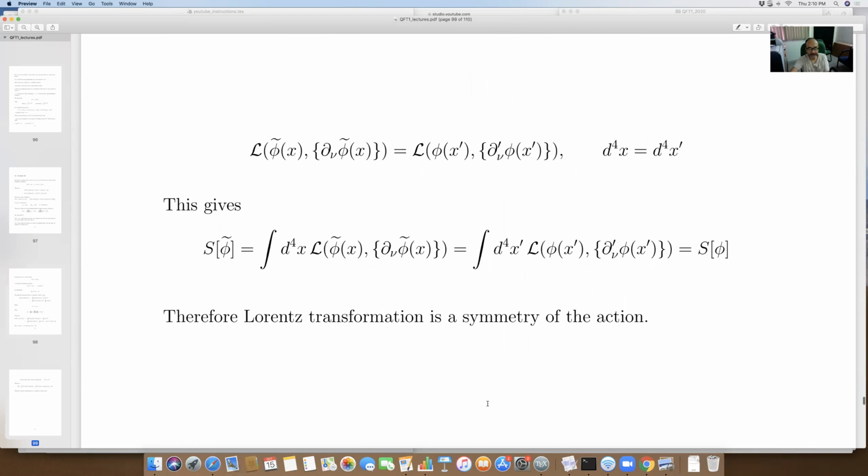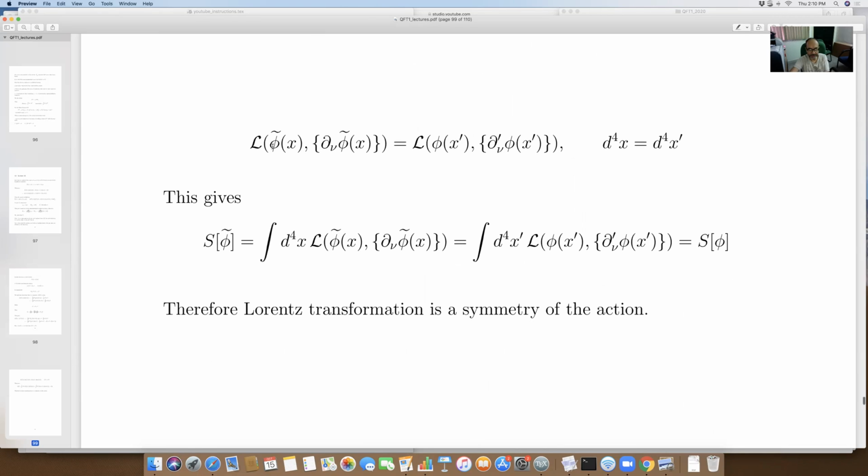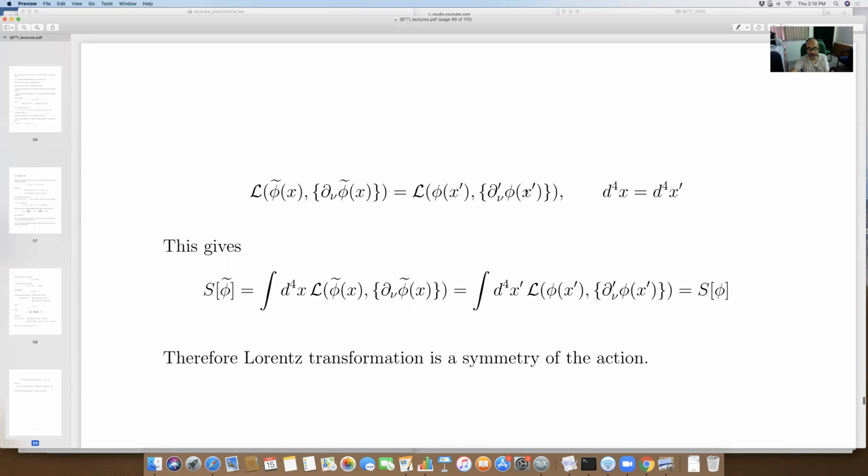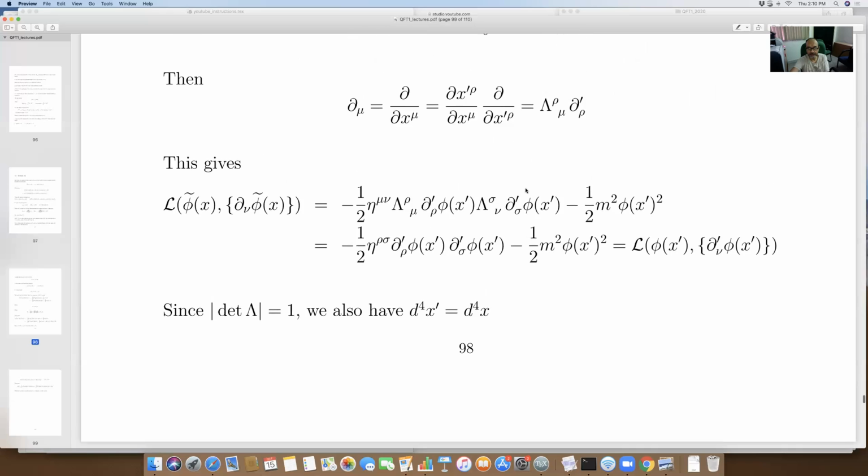So let me give the derivation, which is just one line now. These are the two identities we have found. This is equal to L of phi x prime, del prime nu phi x prime, and d⁴x equals d⁴x prime. Of course, this makes sense only if I tell you what x prime is, which is here.